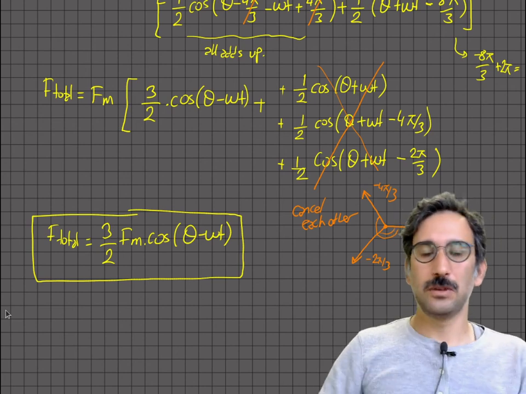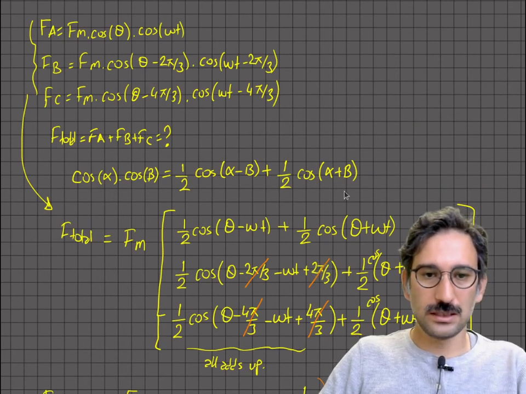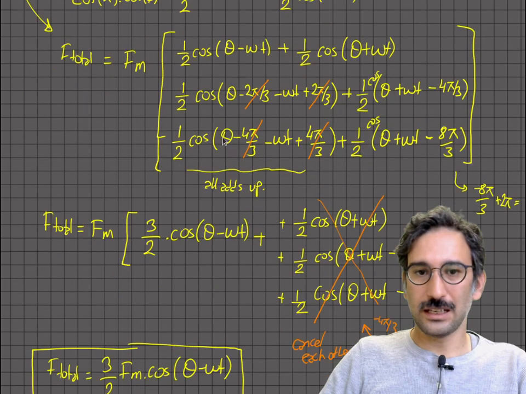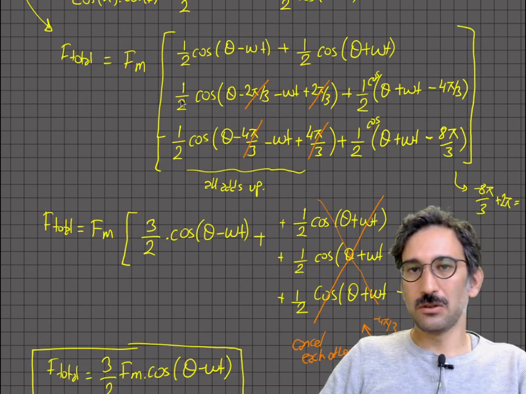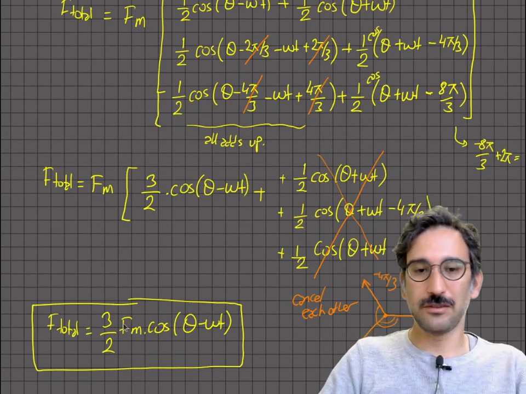So we started with multiplying all these components, and the first terms actually have the identical term, so they all add up. Instead of 1 over 2, you end up having 3 over 2, which is coming from the 3 phases.